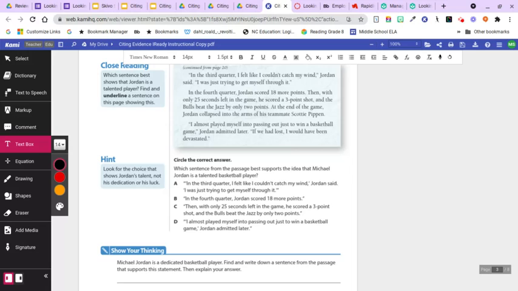"Then, with 25 seconds left in the game, he scored a 3-point shot, and the Bulls beat the Jazz by only 2 points." Maybe. That would take talent, wouldn't it? "I almost played myself into passing out just to win a basketball game," Jordan admitted later. Well, they've given you a hint over here. It says, look for the choice that shows Jordan's talent, not his dedication or his luck.